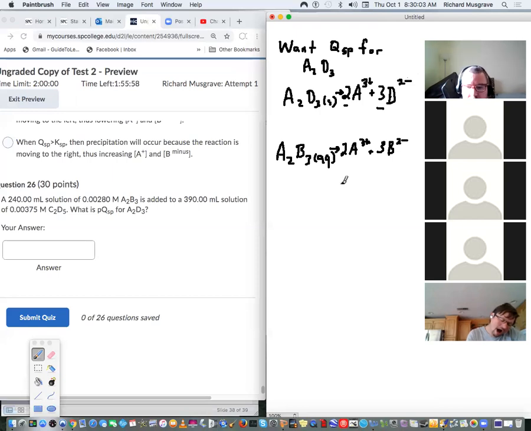So the A2B3 splits up into 2 A3+ and 3 B2−. But again, don't worry, the charges don't really matter here. Okay, the charges are not that important. All that matters is the sheer numbers of things that we're talking about.